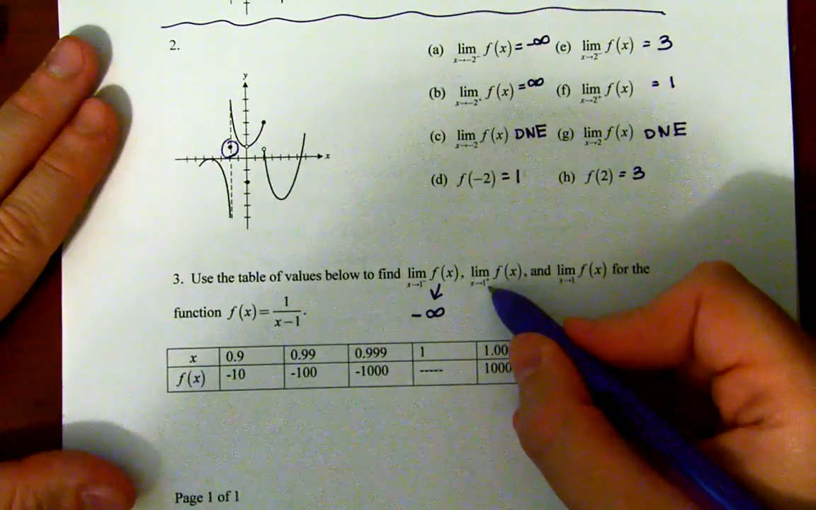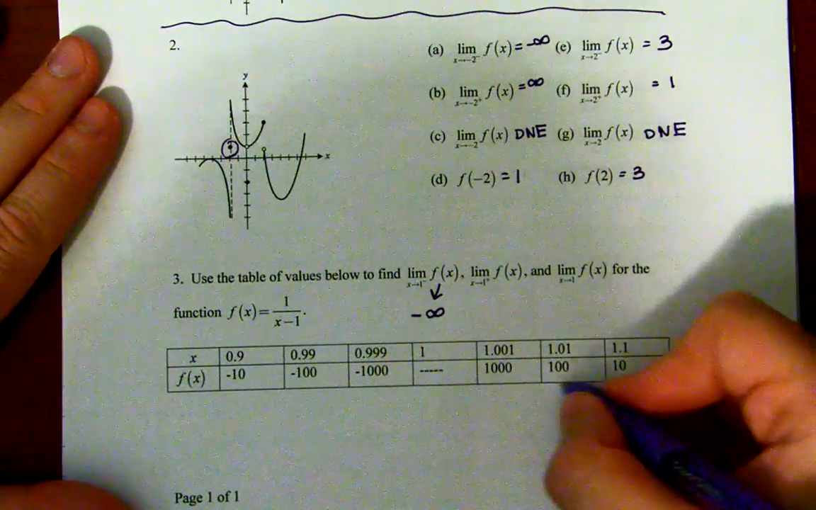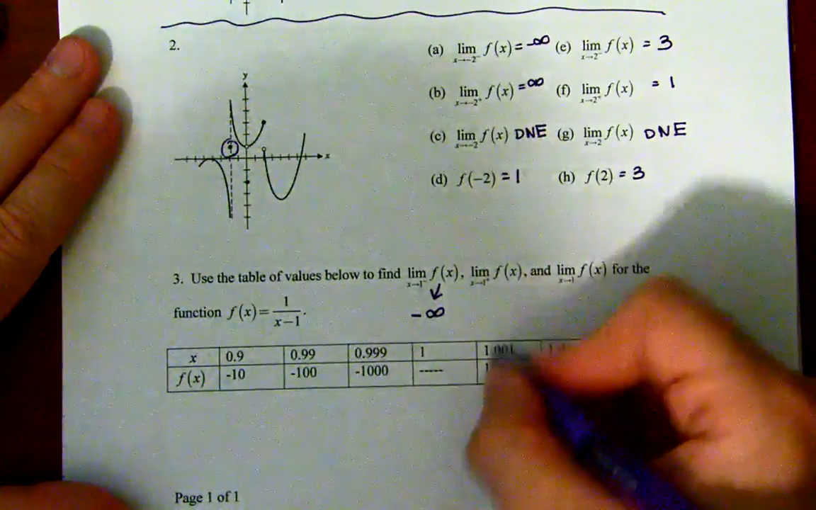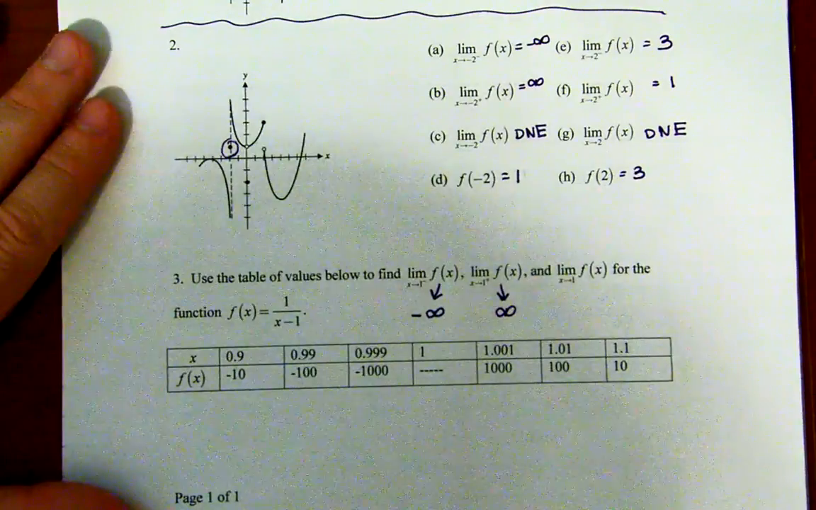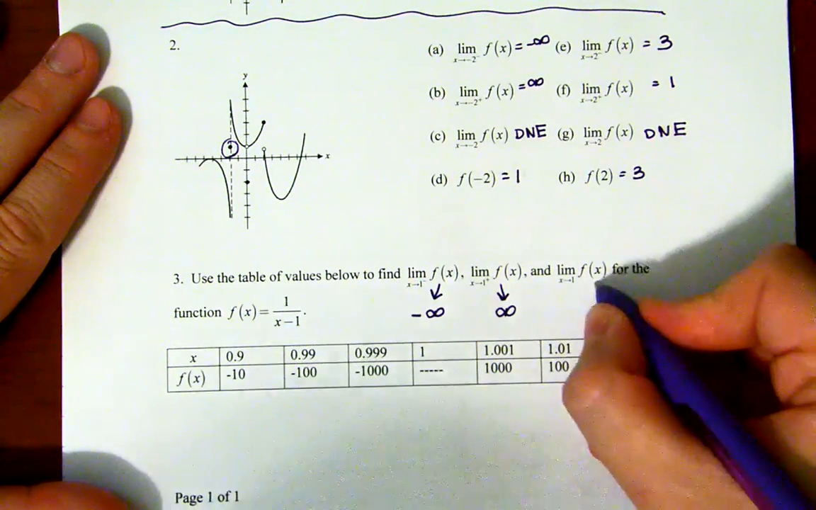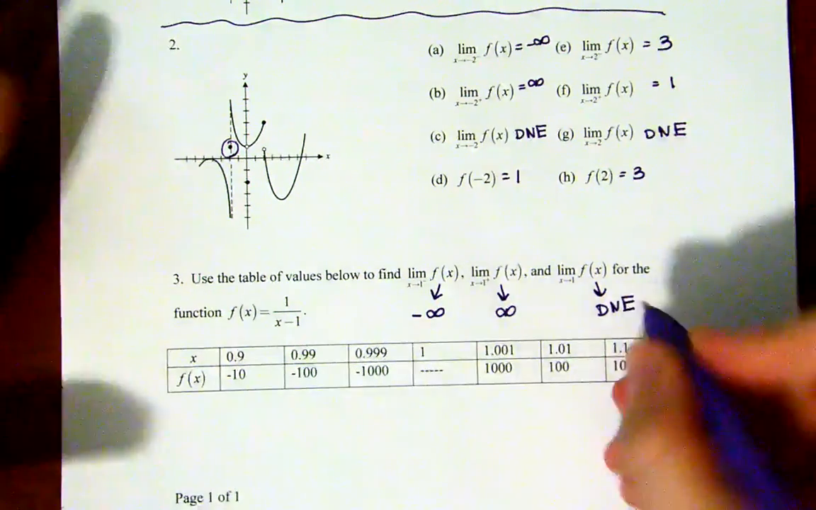As I approach 1 from the right, my y values are going from 10 to 100 to 1,000. They're going way up very quickly. I'm going to say that limit is infinity. But because those don't agree, my overall limit does not exist.